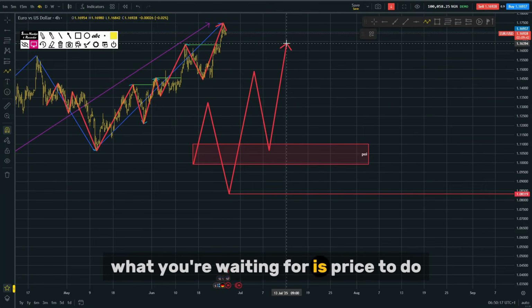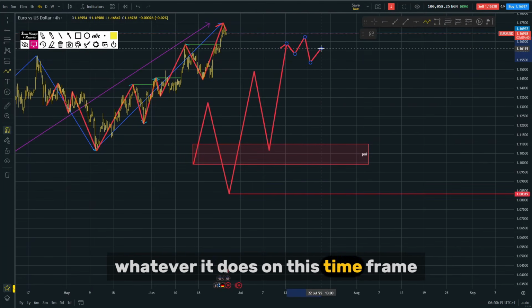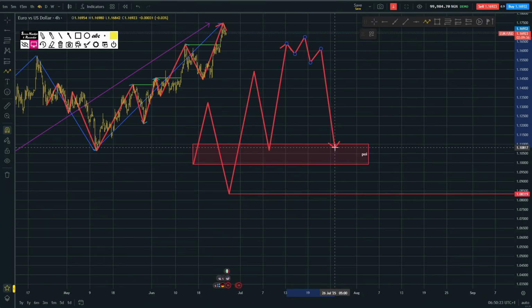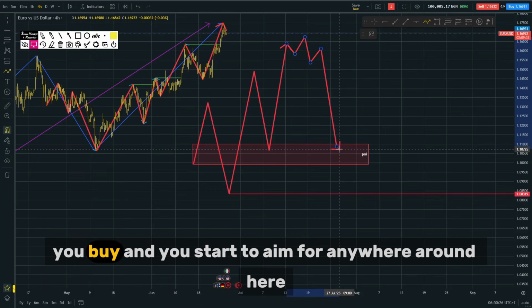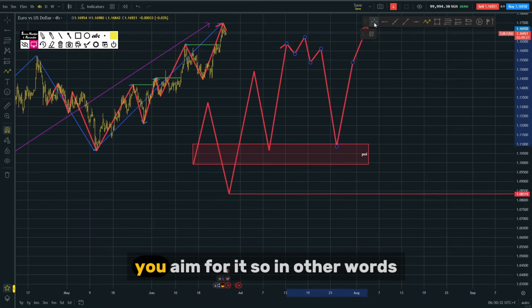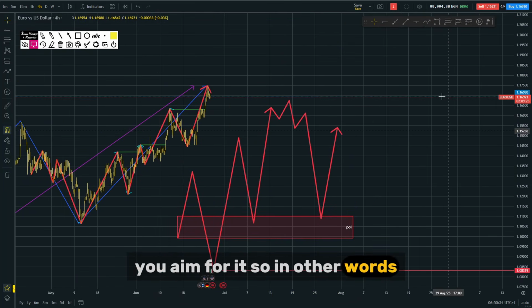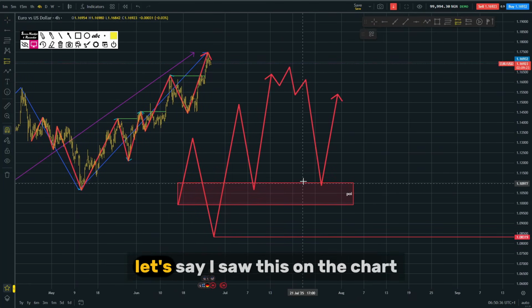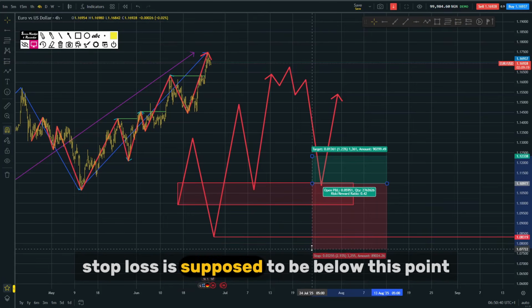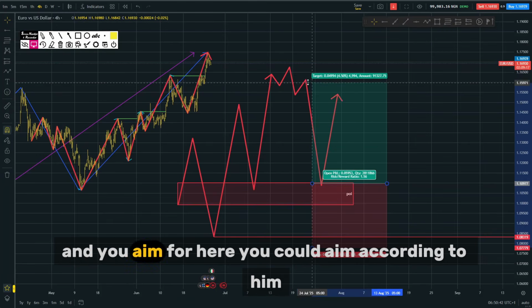So what you're waiting for is price to do whatever it does on this time frame. Whatever it's doing is not your business, but you're waiting for price to come here. When it comes here, you buy and you start to aim for anywhere around here. It could be 1 to 3, it could be 1 to 2. You aim for it. So in other words, if I'm to place a trade, let's say I saw this on the chart, I'm going to place a trade like this. Stop loss is supposed to be below this point, and you aim for here.